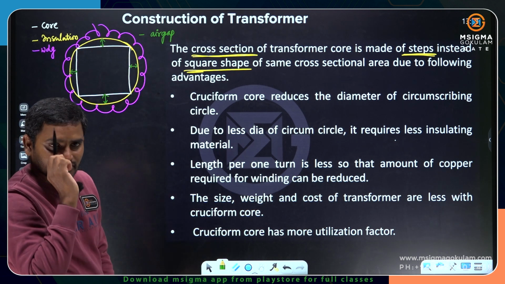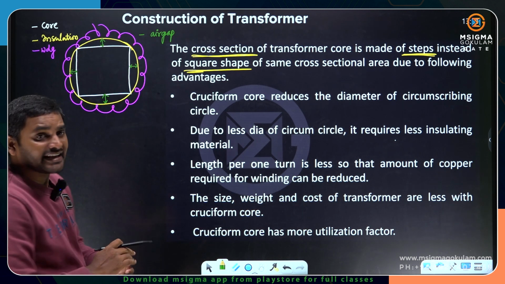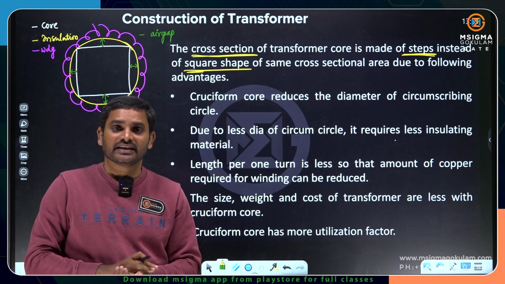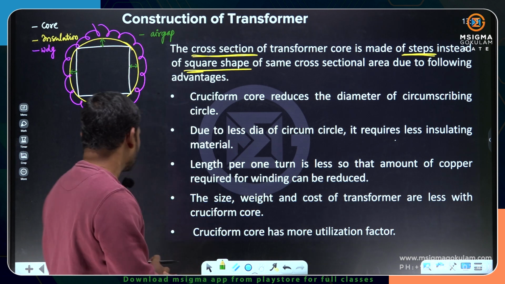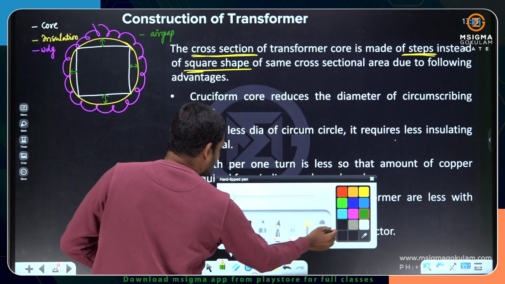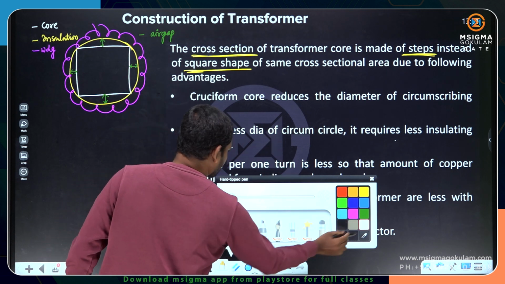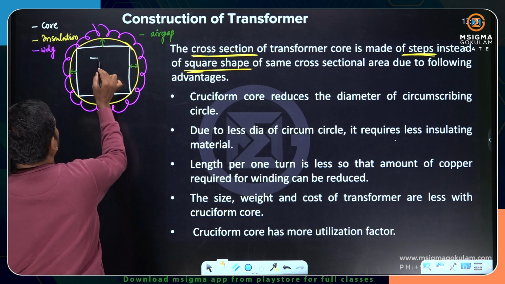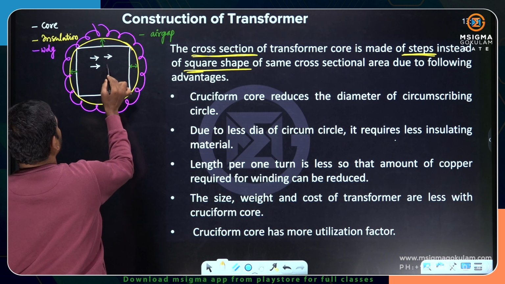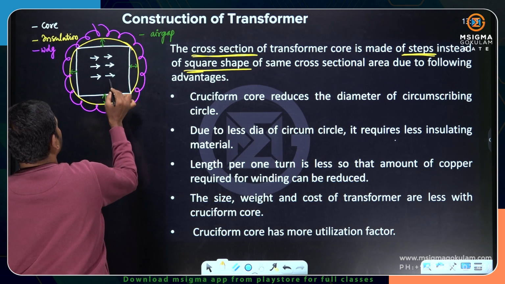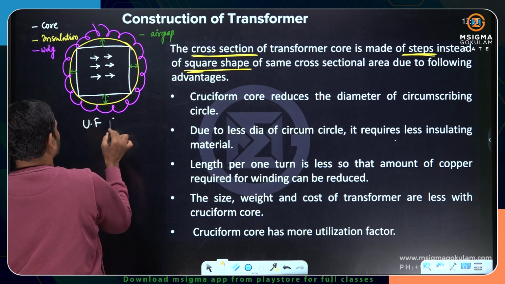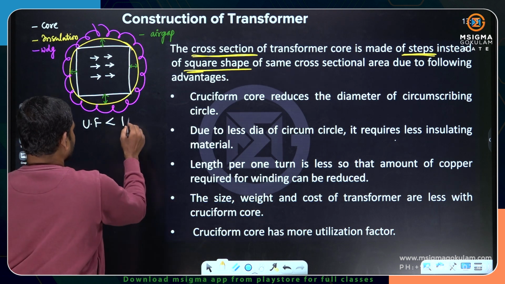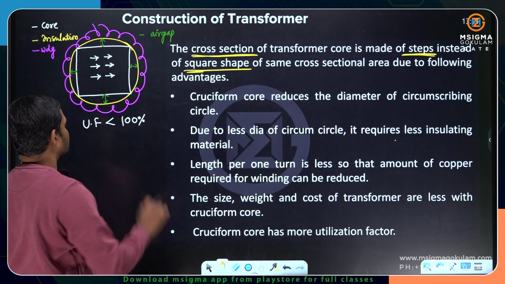If the air gap is more, reluctance is more. If reluctance is more, magnetization is not going to be proper. Because of more reluctance or because of the air gap, the magnetization is not going to be complete. The magnetization is going to be less than 100%. So, I can call it the utilization factor of this square shape core is going to be less than 100%, or less than unity.